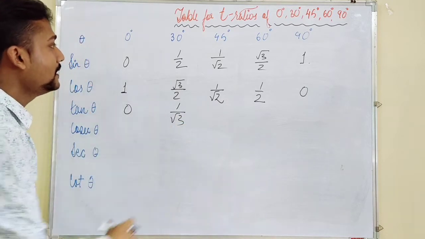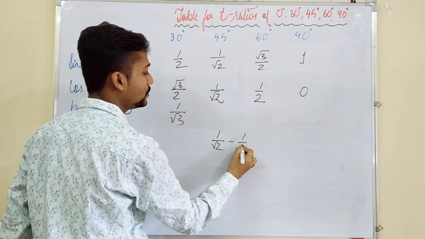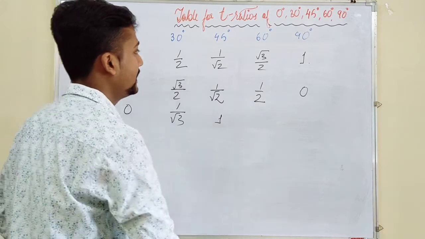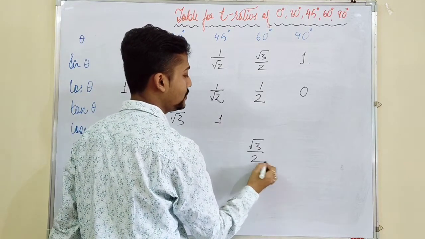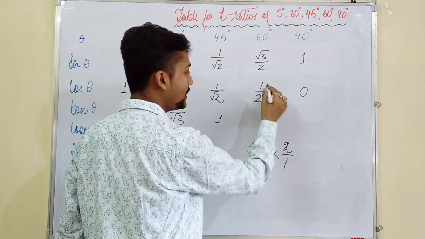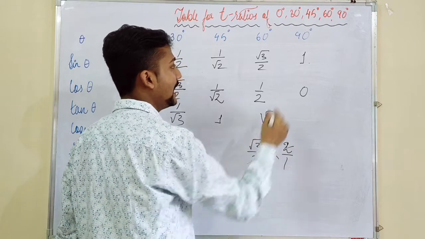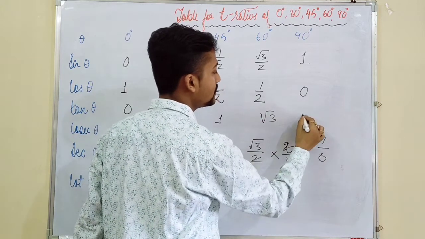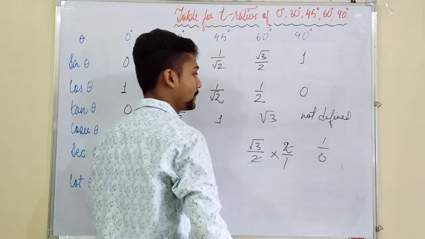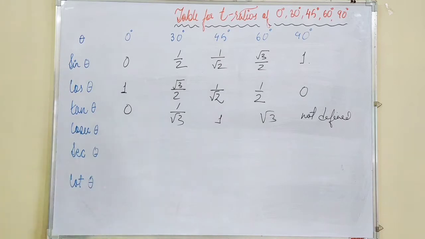Then 1 by root 2 divided by 1 by root 2 is equal to 1. Then root 3 by 2 divided by 1 by 2 means into 2 by 1, so it will be root 3. And this one, 1 by 0 is not defined. See if it is clear till this much.